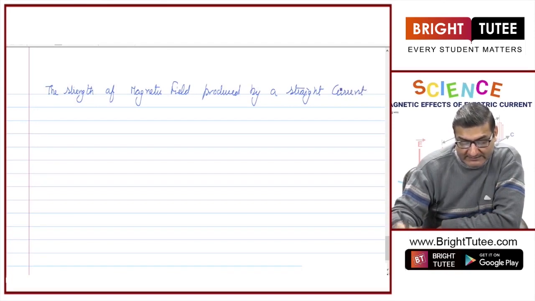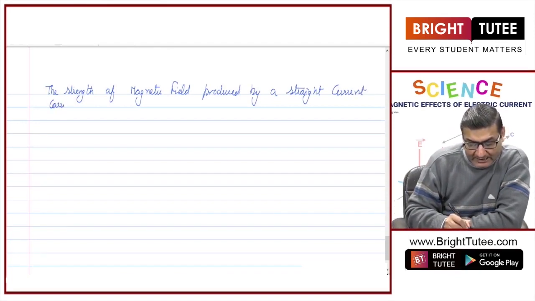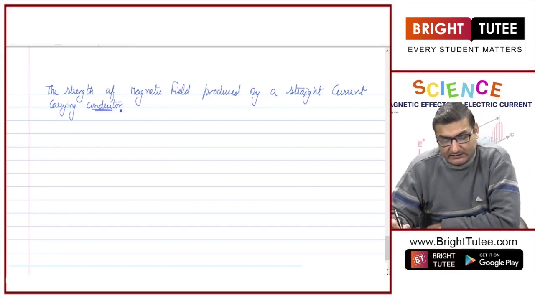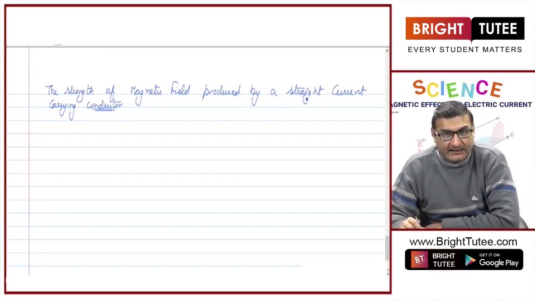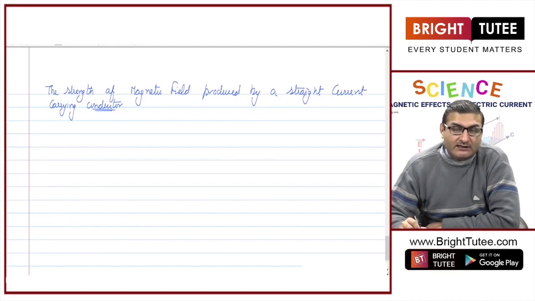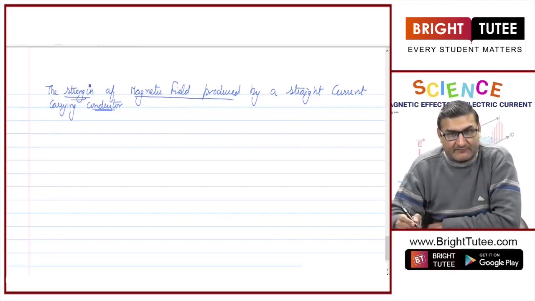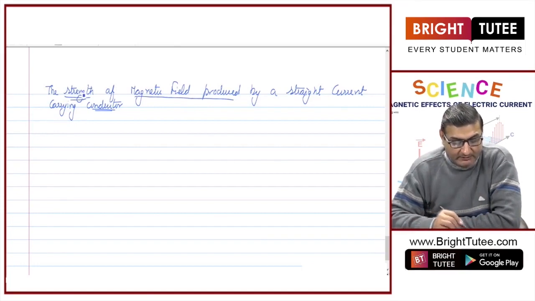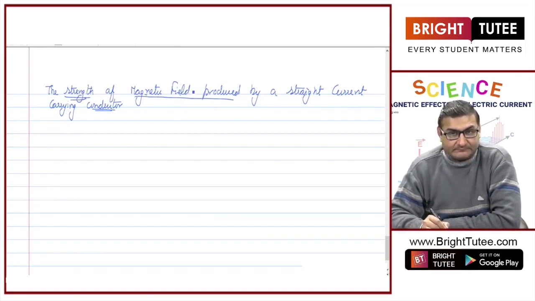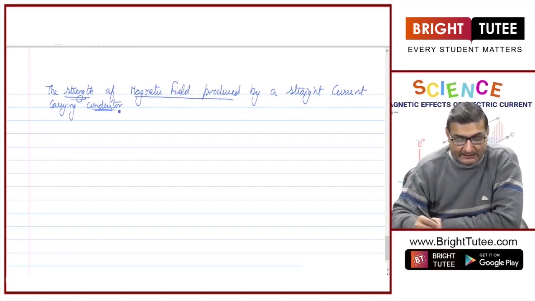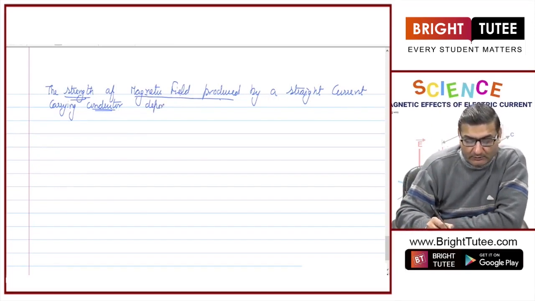Let us relate what exactly we have written till now. I have taken a straight current carrying wire, which I am giving the name conductor, right? And when I allowed the current to pass through it, we found through the activities that a magnetic field was produced. Now, how strong will be that magnetic field? The strength of the magnetic field produced by a straight current carrying conductor depends on two factors.